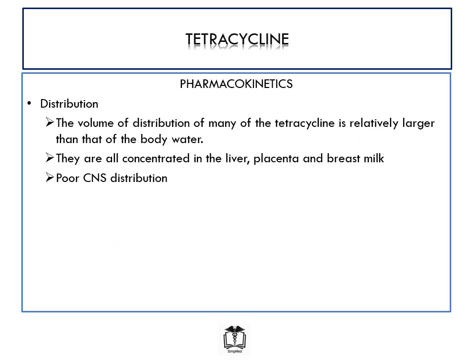Moving on to distribution of tetracyclines, in terms of the volume of distribution, which is the measure of distribution of tetracycline, the distribution is relatively larger when compared to the body water, so it tends to distribute to a number of organs. With the exception of the CNS, it has very poor distribution to the CNS. Some of the organs that are notorious for holding tetracyclines include the liver, the placenta, and the breast milk.